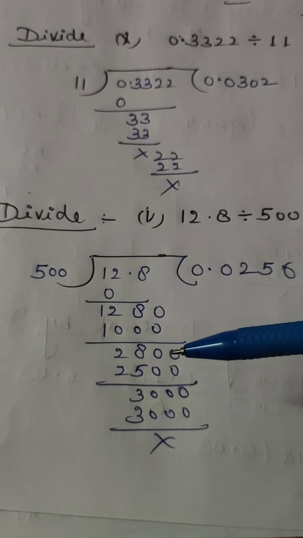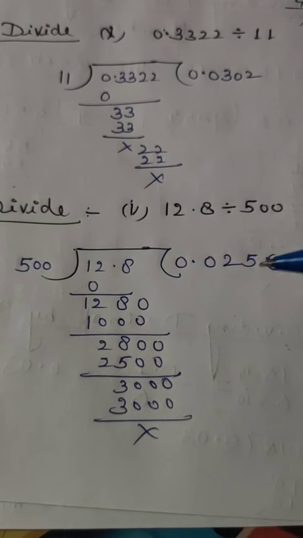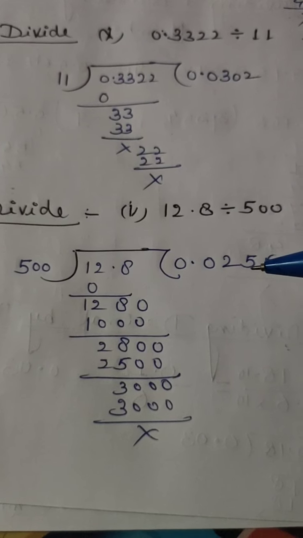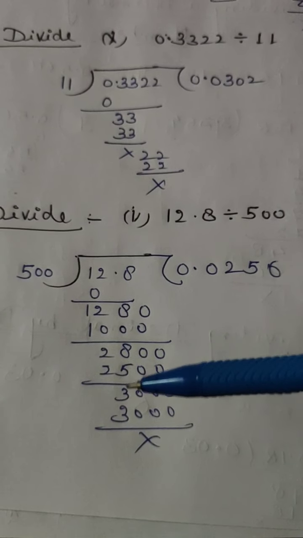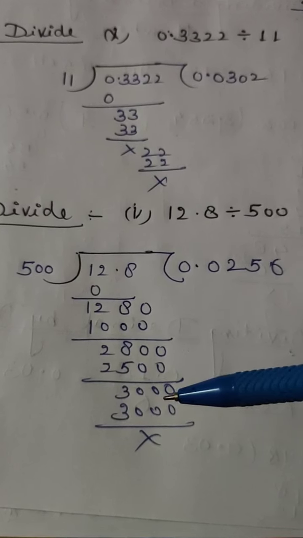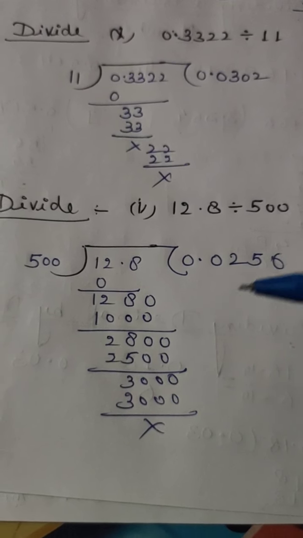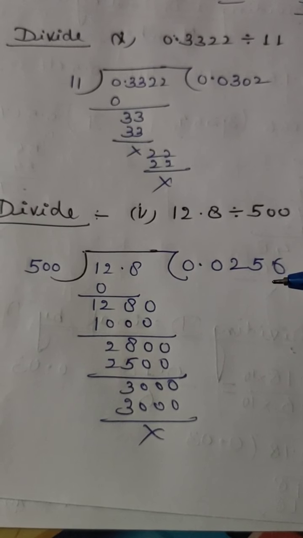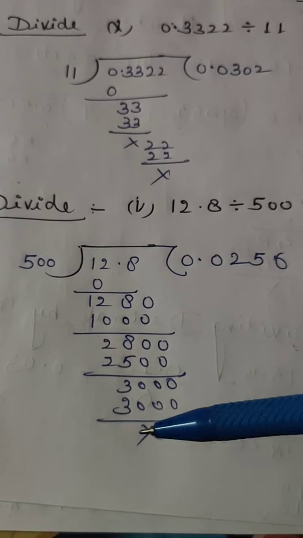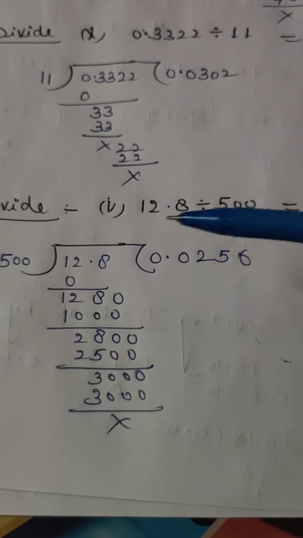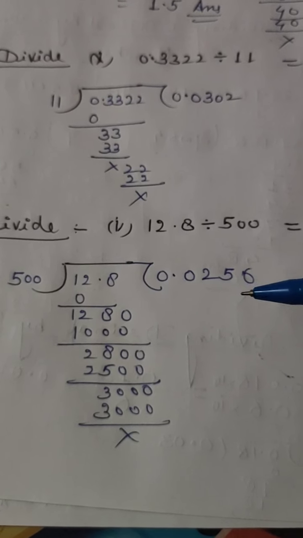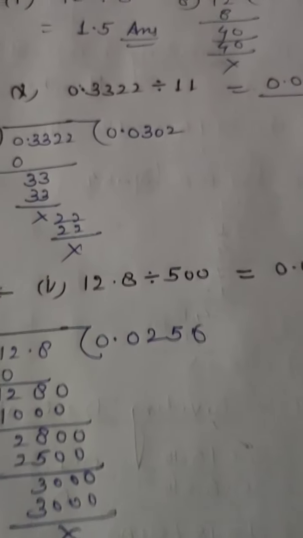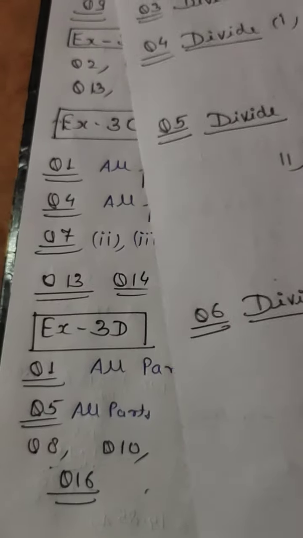Then again I have taken out one more 0 added. Then 500 into 5, 2500. What is the remainder? 300 is the remainder. Again I have added one more 0. Then I have performed the division. 500 into 6, this will give no remainder. Therefore 0.0258 is the required result.